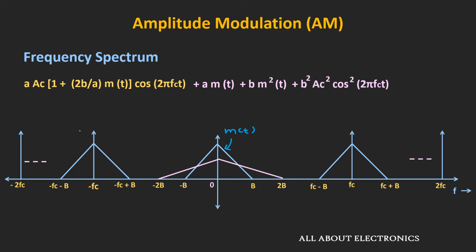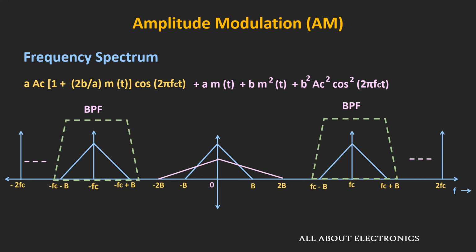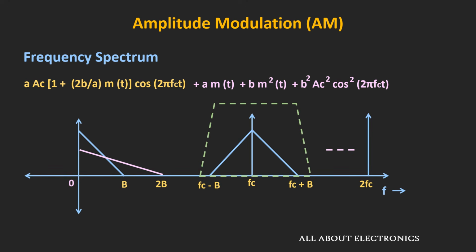Now when this message signal gets multiplied with the carrier signal, the entire spectrum of the message signal will get shifted to the frequency plus minus Fc. And along with that, we will also get the discrete frequency component at the frequency plus minus Fc. And because of this term, we will get the frequency component at plus minus 2 Fc. So here we are interested in this portion of the spectrum, and this portion can be recovered using the bandpass filter. And here, for simplicity, let me just show you only the positive side of the spectrum.